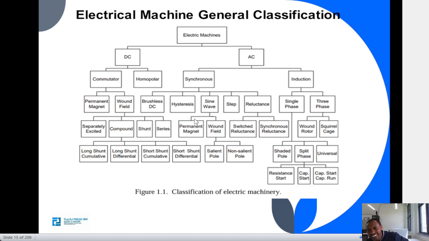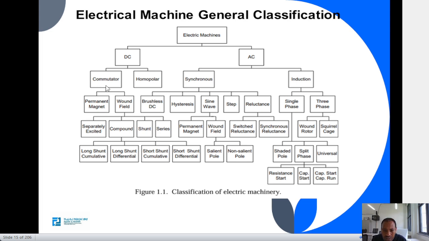And there is another general classification of electrical machines. Broadly, electrical machines can be classified into DC and AC. The AC part I am not going to cover, because that is for the Machine 2 course. The DC part is basically classified into commutator and homopolar types. Machines having a commutator we call commutator type DC machines. If it does not have a commutator and is unipolar, we call it homopolar type.